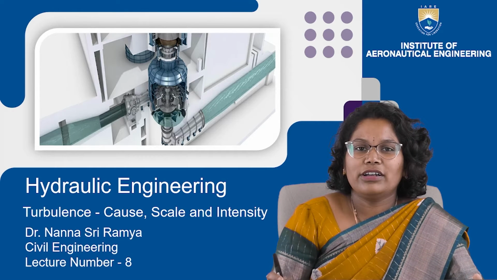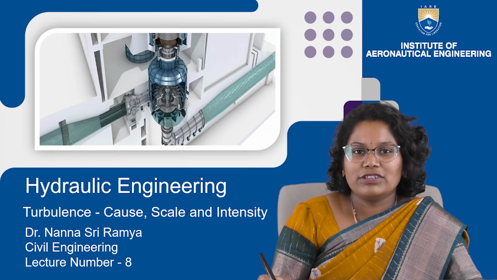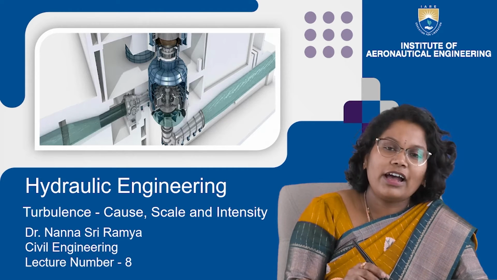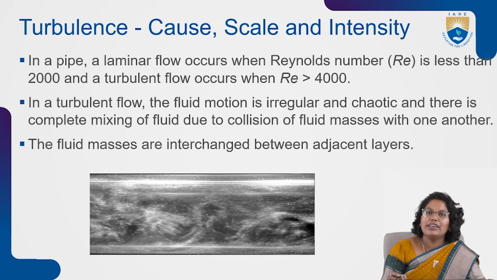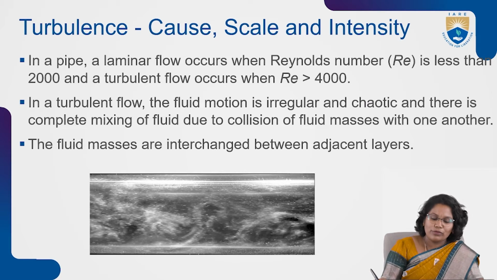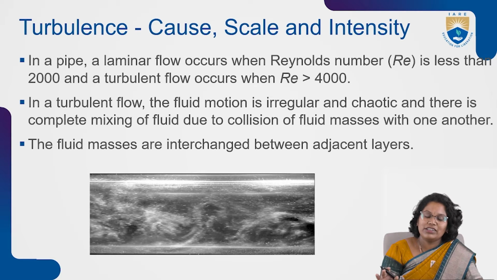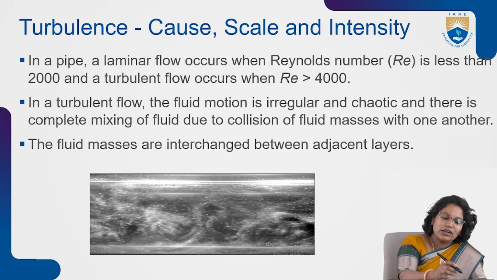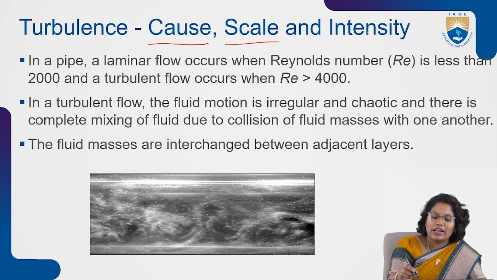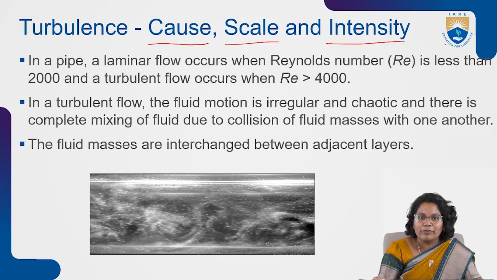Today, my lecture is on turbulence, how it is caused, what its scale and intensity are in hydraulic engineering. In previous lectures, we have seen what laminar flow and turbulent flow are, the difference between them, what makes the flow become turbulent, and how the transition takes place from laminar to turbulent. All these points were discussed in previous classes. In this lecture, we are seeing the cause, scale and intensity of turbulent flow.